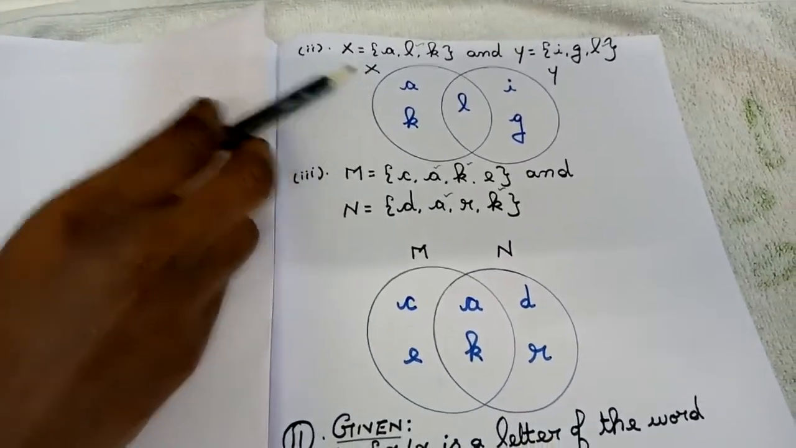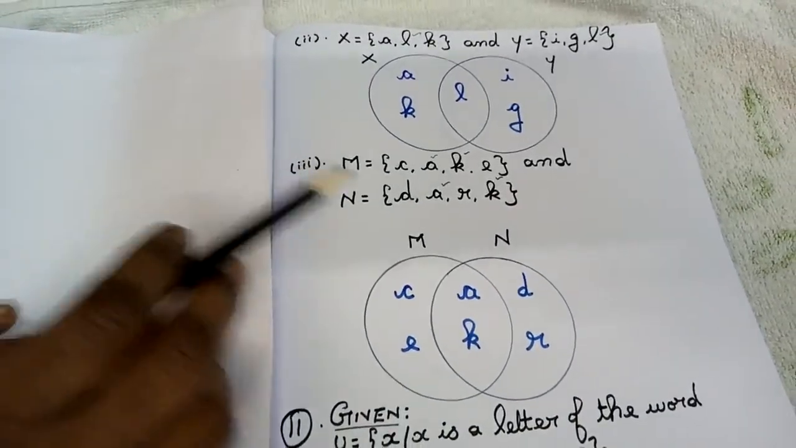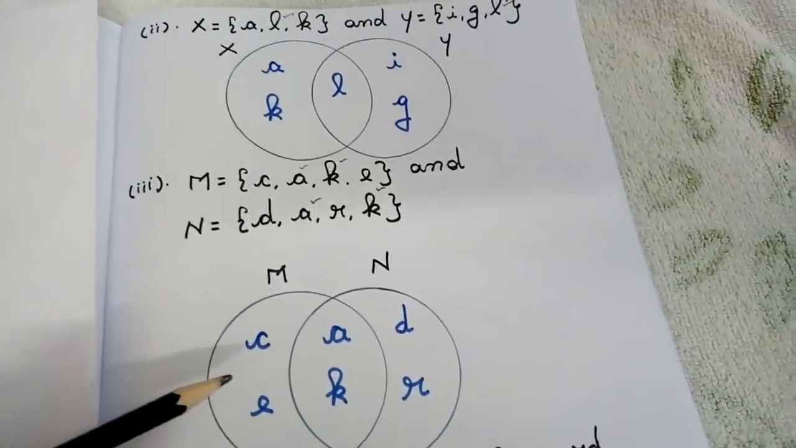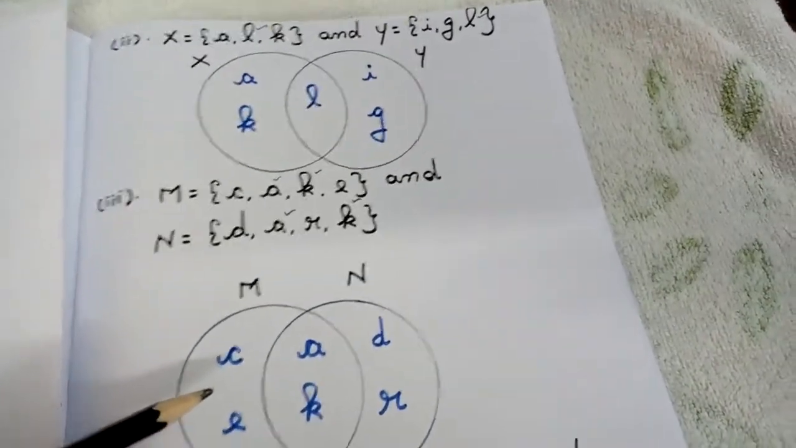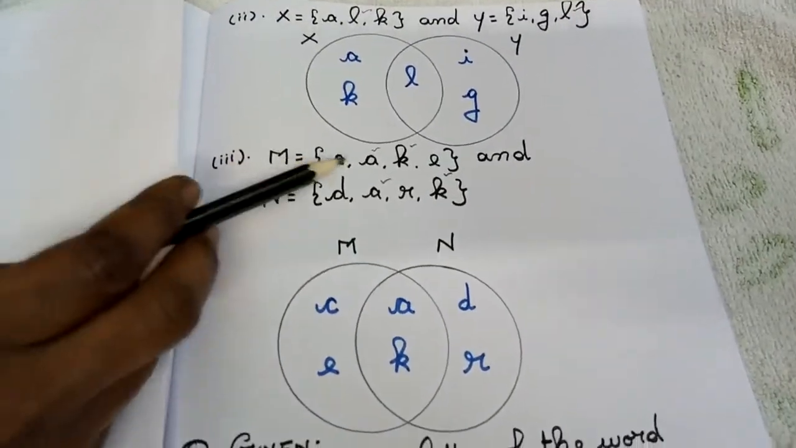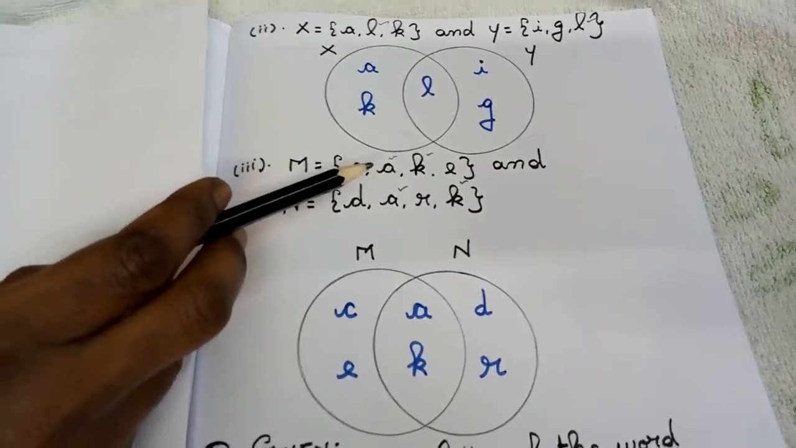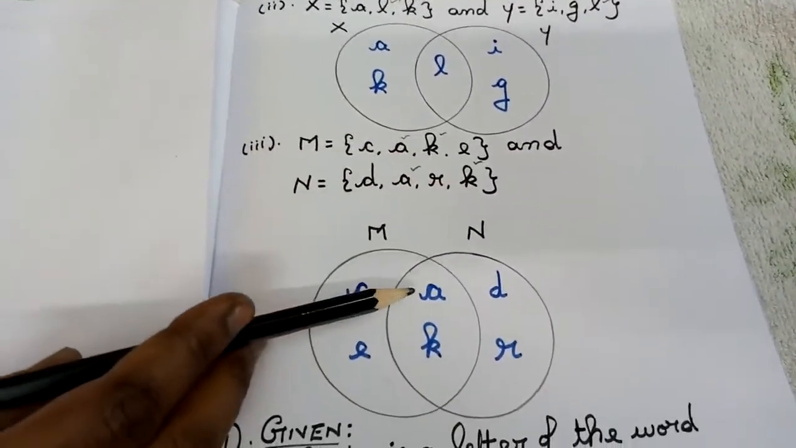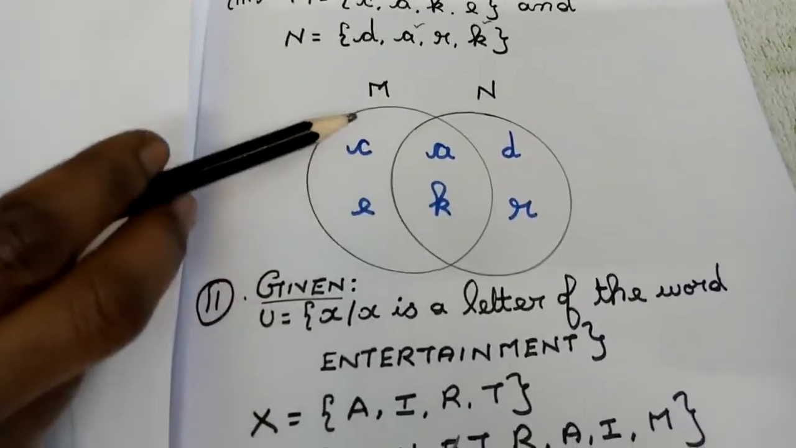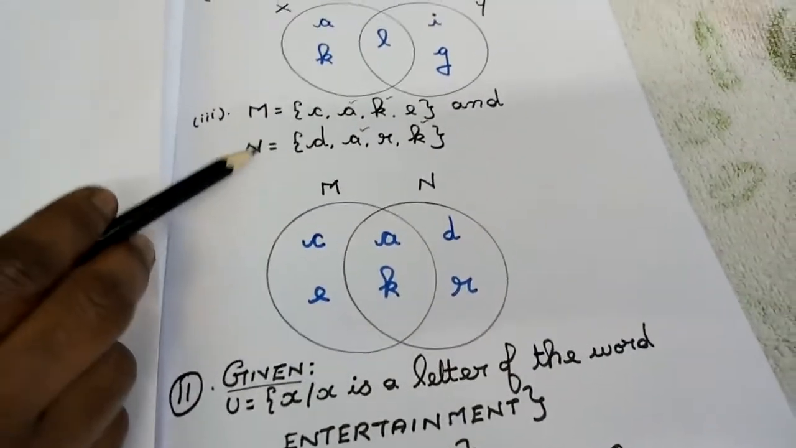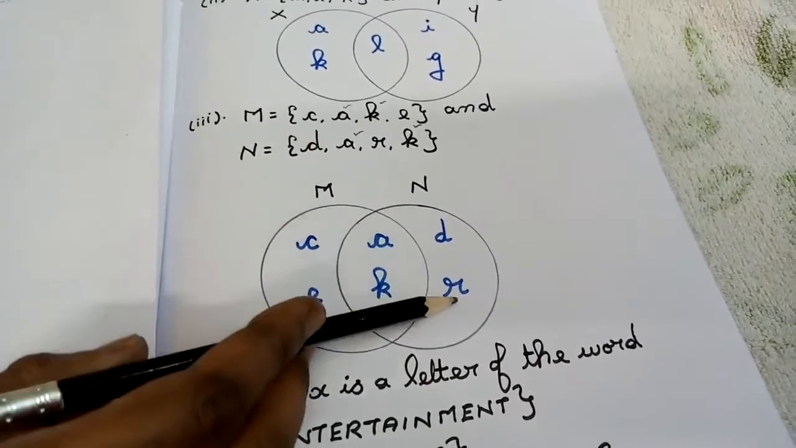Similarly, X and Y you are going to try. And the third question also you are going to try the calculation, students. We are only going to place those values in the Venn diagram. That's all. You are going to try and see. And if you see M and N, what is common first? You are going to check what is the common element first. A, K is common. So those values I am going to write in the middle, A and K. The remaining C and E you will be writing here. For N, D and R you will be writing here.